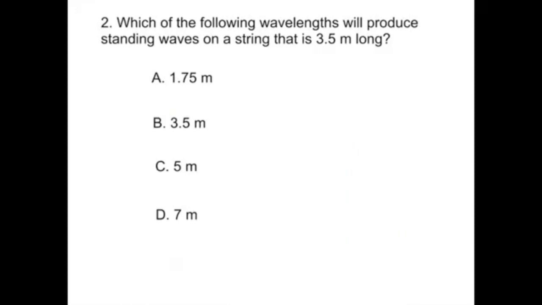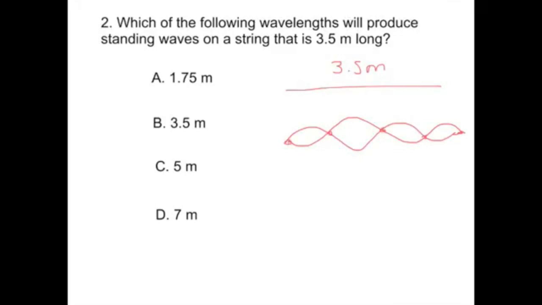Number 2. Which of the following wavelengths will produce standing waves on a string that is 3.5 meters long? So we have this string, it's 3.5 meters, and it's vibrating to produce standing waves. So we know about standing waves that they form a series of nodes and antinodes, and that those have to be evenly divisible into the length of the string so that it can form equal segments, although this is not exactly drawn to scale.